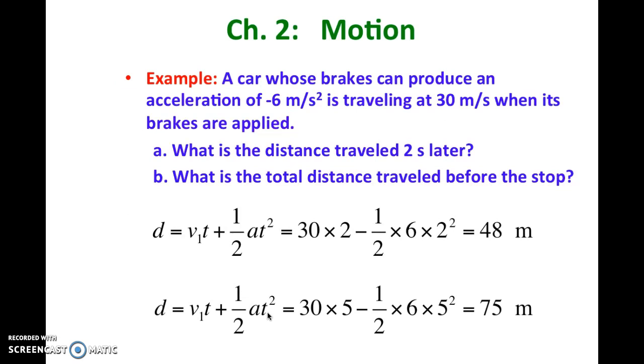For the example we did about the car, what is the distance traveled 2 seconds later, and what is the distance traveled before the car stops? From the distance formula, substituting 2 seconds as the time, we find the distance traveled 2 seconds later to be 48 meters. Substituting 5 seconds as the time, we can find the distance traveled before the car stops to be 75 meters.